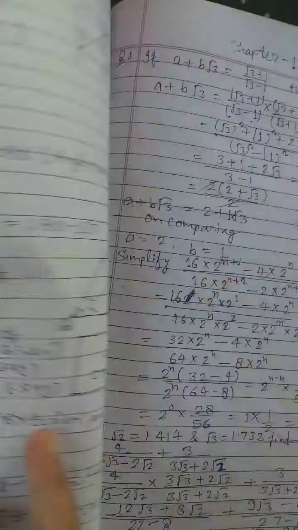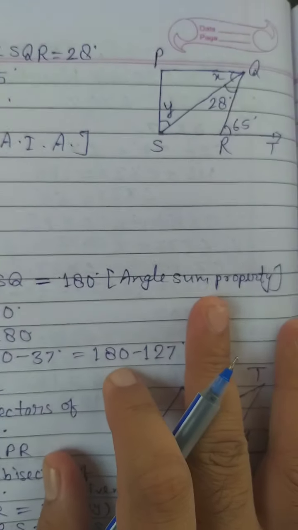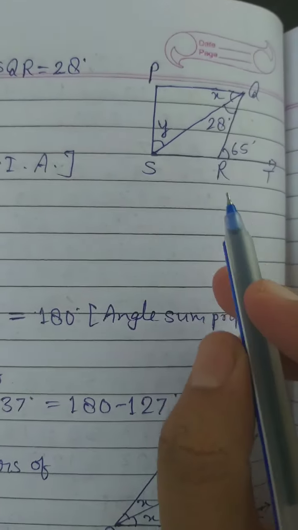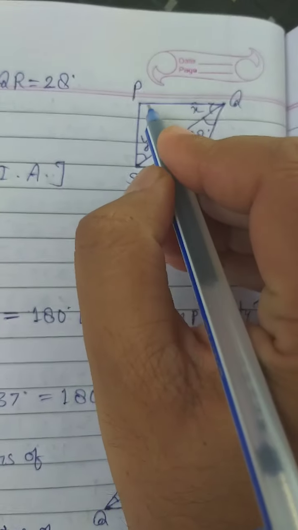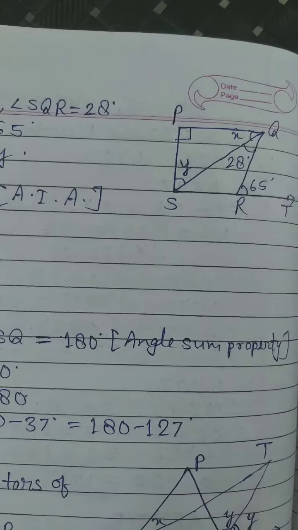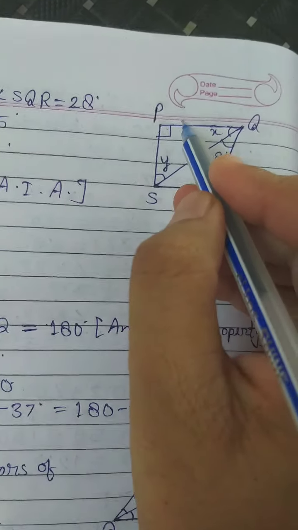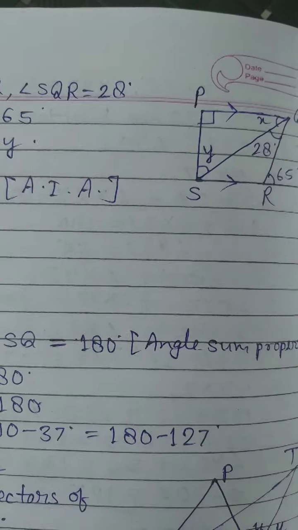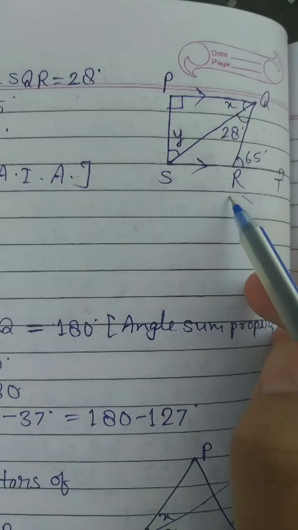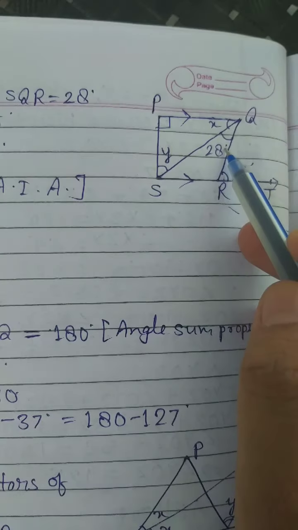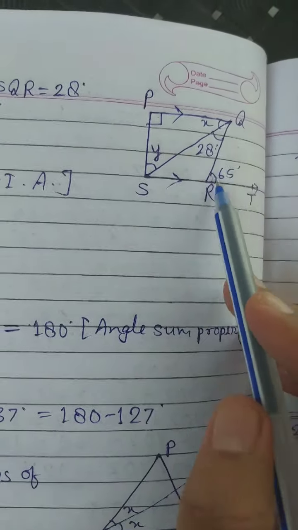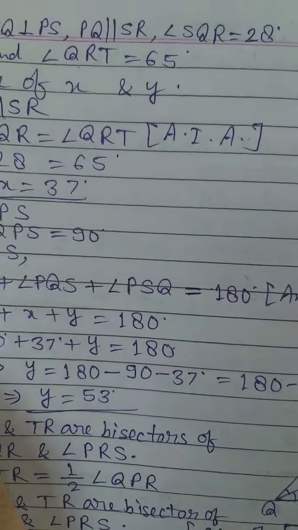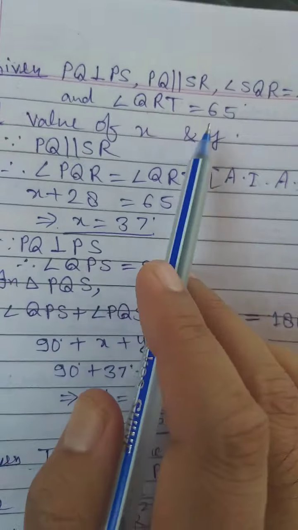Move to the next question, which is question number 5, and the diagram is here. In the given figure, PQ is perpendicular to PS, which means this angle is 90 degrees, given. Clear? Now PQ is parallel to RS, these lines are parallel. Angle SQR is 28 degrees, and angle QRT is 65 degrees. Then find the values of x and y, these two angles we have to find.